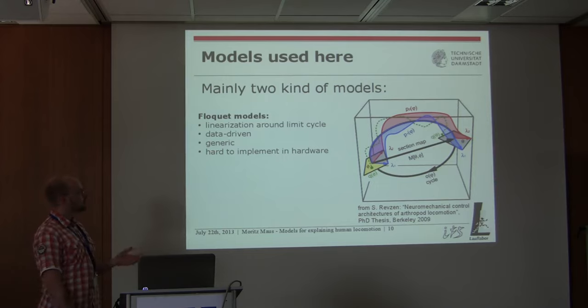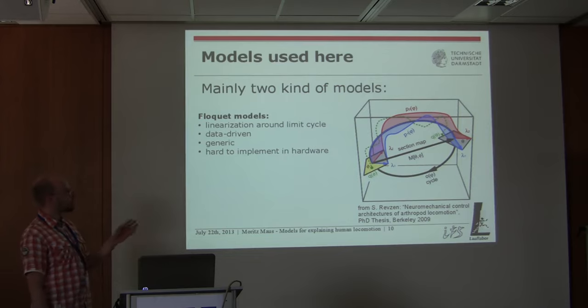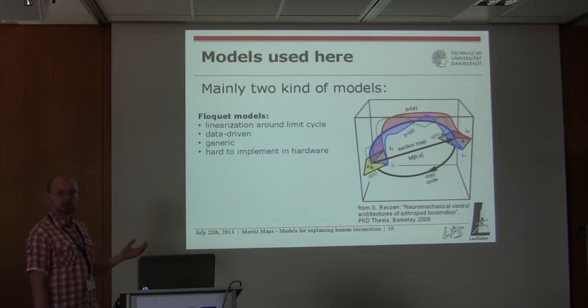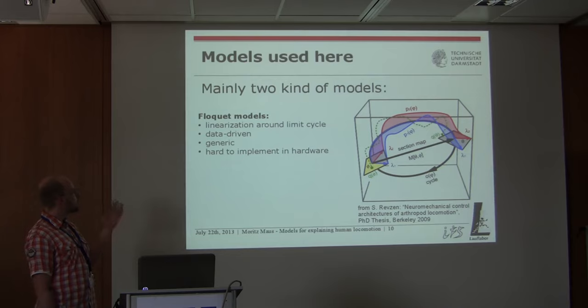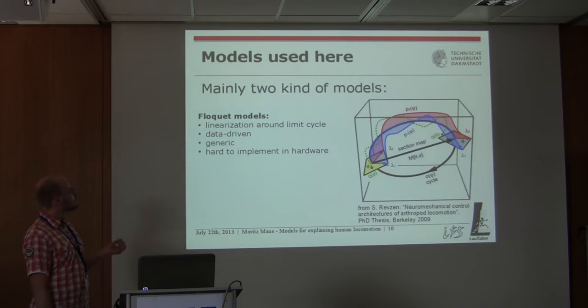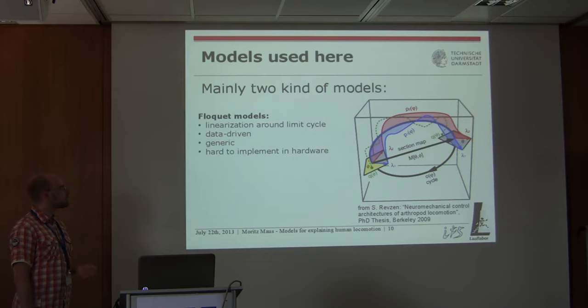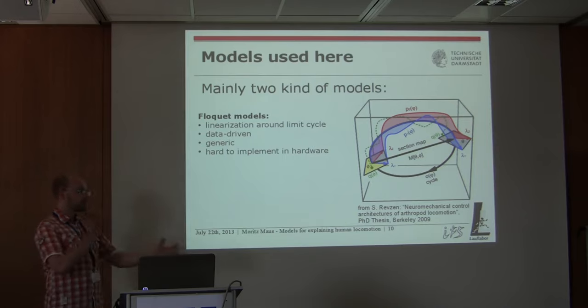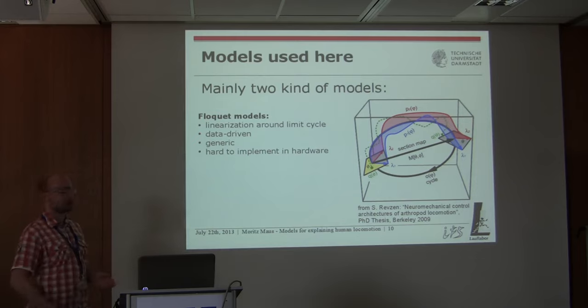And one could say, by construction, up to the first order, this is guaranteed. It's a very generic model, so if you have an asymptotically stable motion, you can build this kind of model. On the other hand, it's quite abstract, so it's not easy to implement in hardware, because it does not tell you, I will need a leg with this configuration, or I will need this kind of controller, you don't know the models.